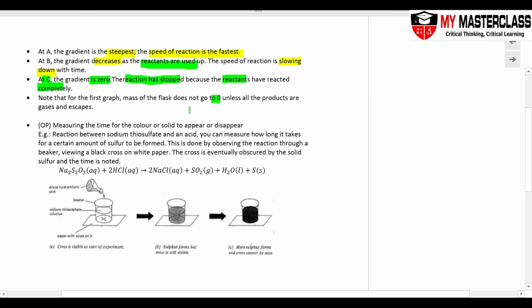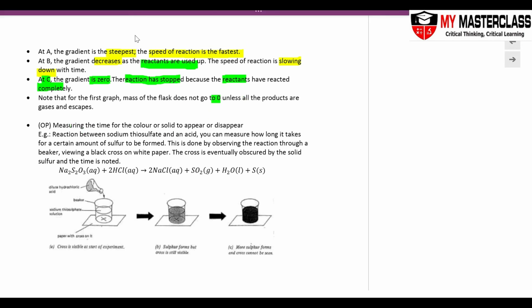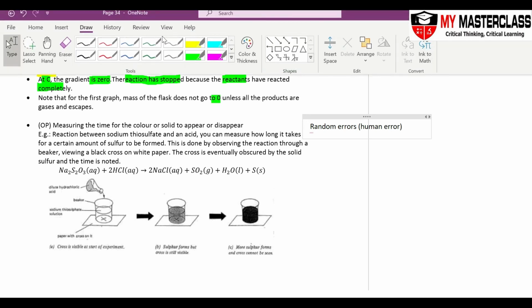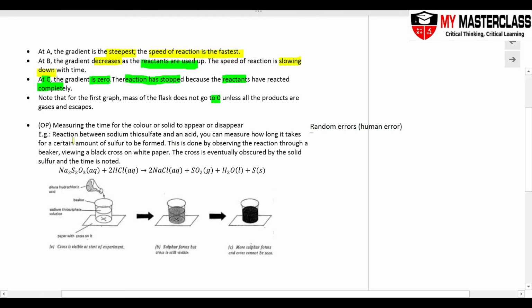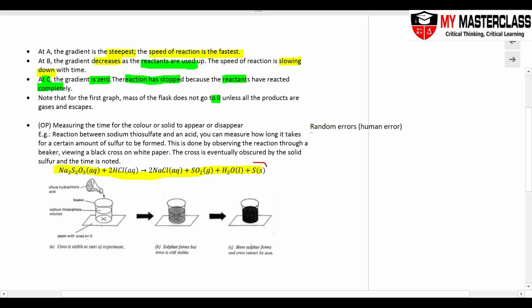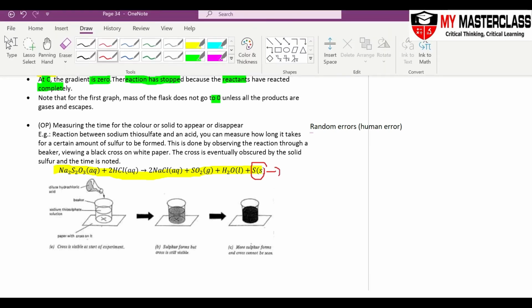Then we will have observations over time. These observations over time are not as accurate because there will be what we call random errors, meaning these are caused by human error. A common example of measuring by observation is this common reaction. What is more important is that you know the product is sulfur, and this sulfur is a yellow solid.